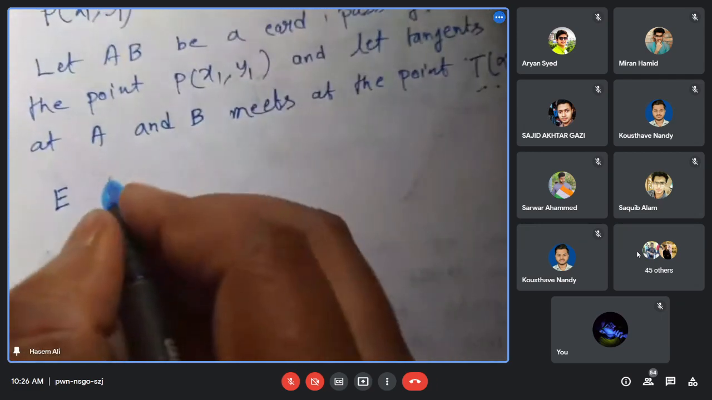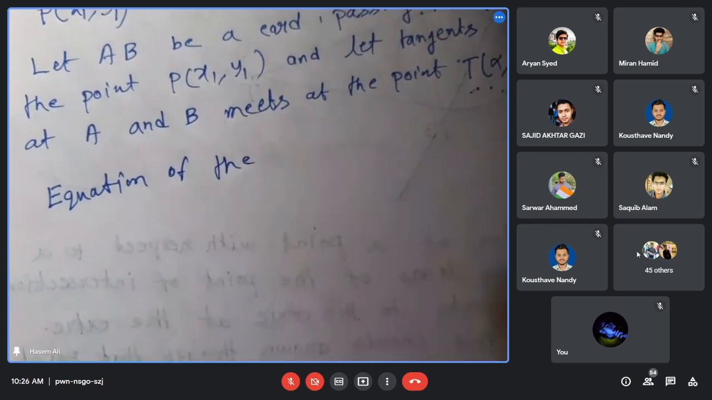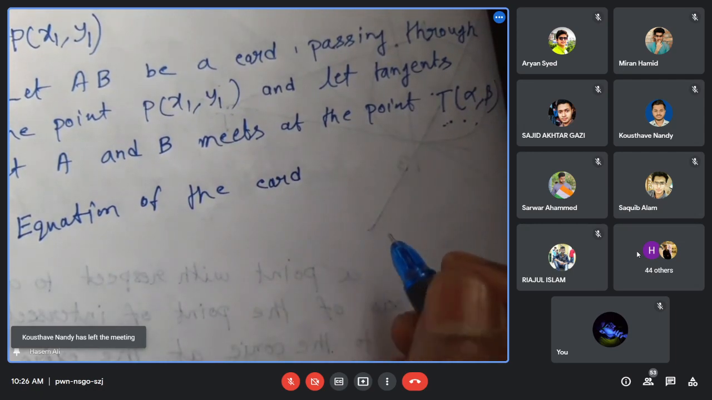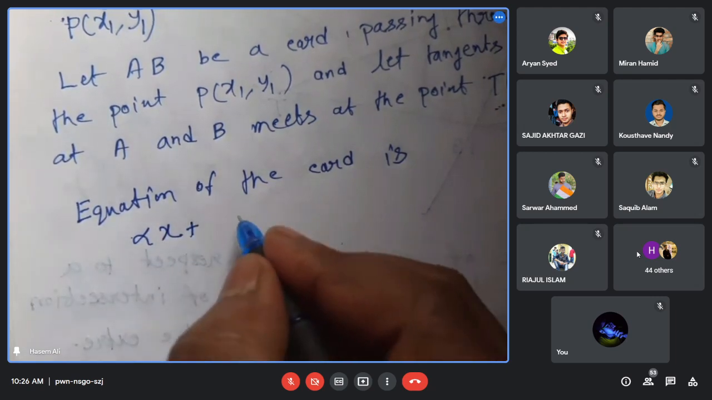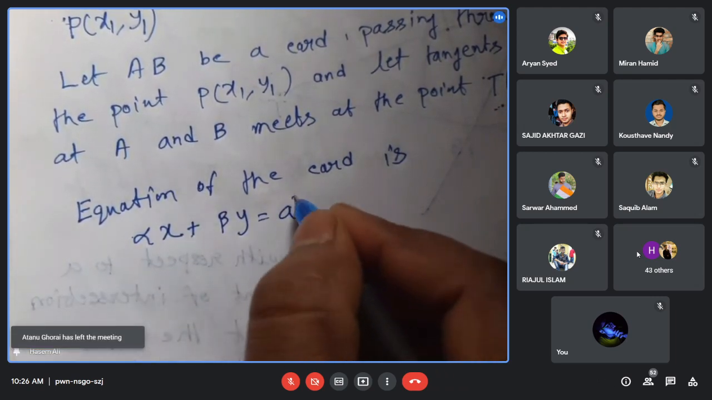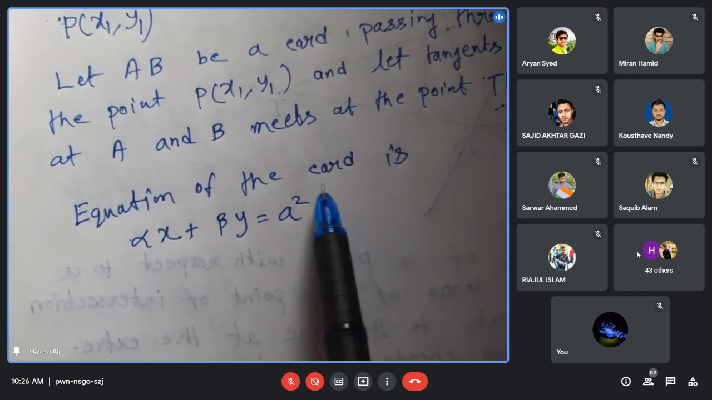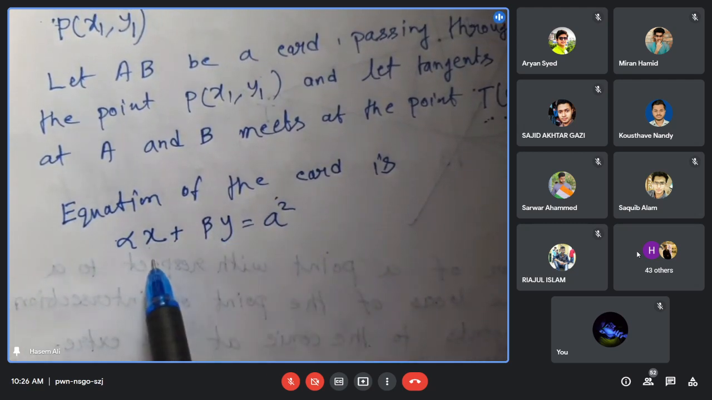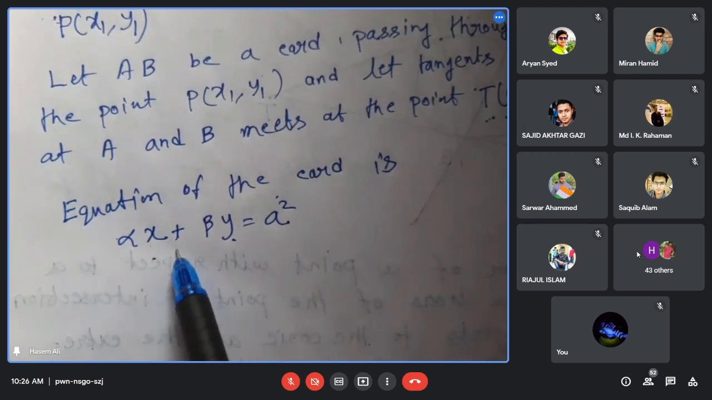Now, the equation of the chord is alpha x plus beta y equals a square. This was an earlier chapter, I skipped it. The equation of the chord is alpha x plus beta y equals a square. Now this chord passes through the point P.